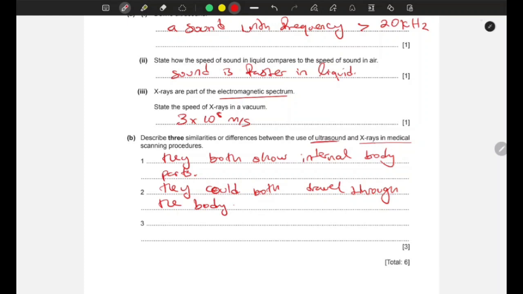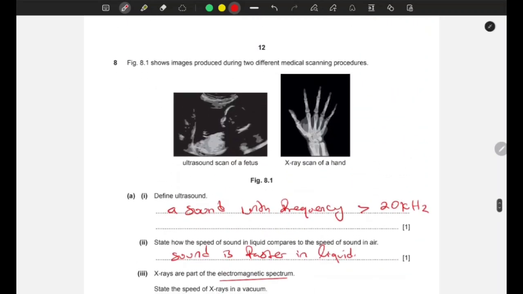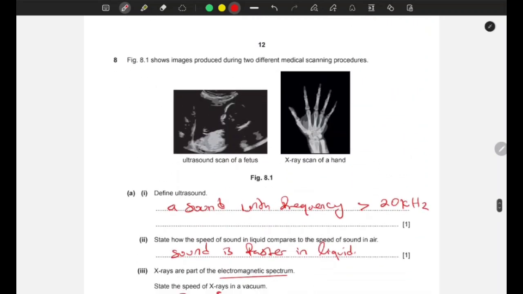So for the last one, we can do a difference. The difference is that X-ray could be harmful because it can expose to radiation. That's why, as seen earlier, ultrasound is used to scan for a fetus, because if we used X-ray, the fetus can be exposed to radiation and the tissues and the cells might mutate.